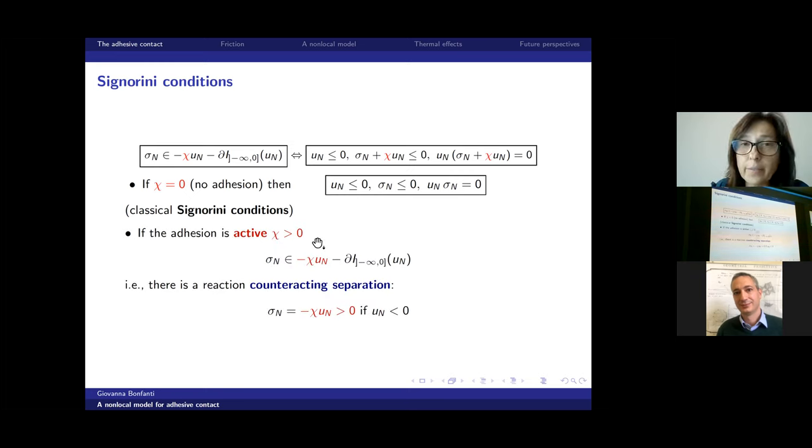But if the adhesion is active, there's a new fact due to the presence of the glue. By the expression for sigma n, we deduce this fact. If you are losing contact, if un is less than zero, this term is zero, and sigma n has this expression. It is positive, so it has an opposite sign with respect to the situation without adhesion. What is the meaning? If you try to separate the body from the support, there's a reaction which counteracts this separation. And this is the effect of the glue.